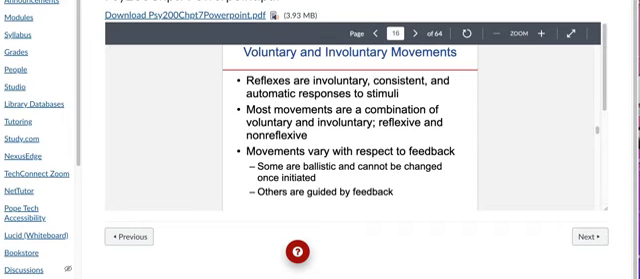Examples of voluntary movements are deciding to stand up and walk across the room, writing your name on a piece of paper, or playing a piano scale. Imagine voluntary movement as typing an email. You consciously choose the words, sequence them, and then press send.